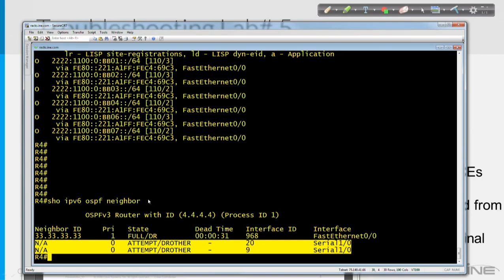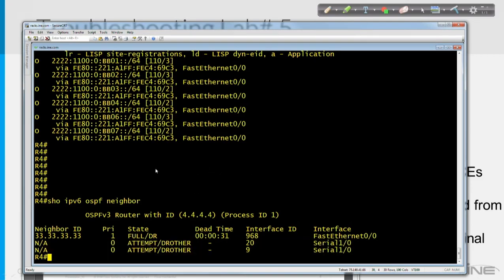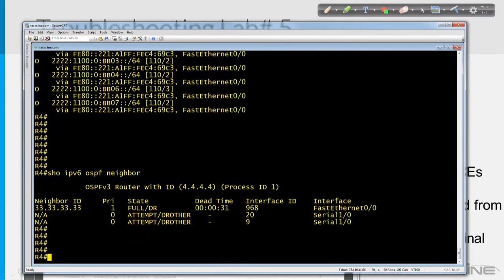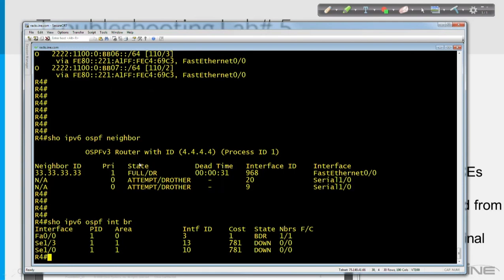Okay, so we can troubleshoot a variety of things here. Let's see what's going on with the frame relay cloud. So first of all, show IPv6 OSPF interface brief. Okay, OSPF knows it's supposed to be on the point-to-point connection, the PPP. It knows it's supposed to be on the frame relay. They are in the correct area.